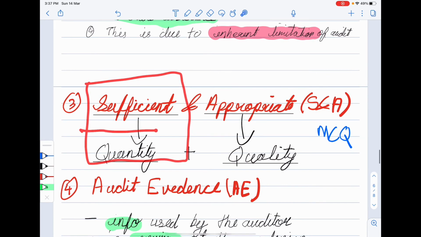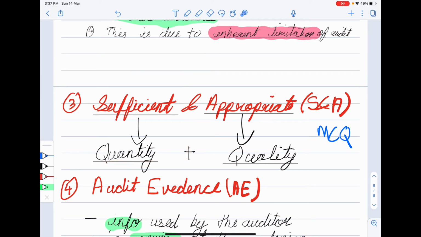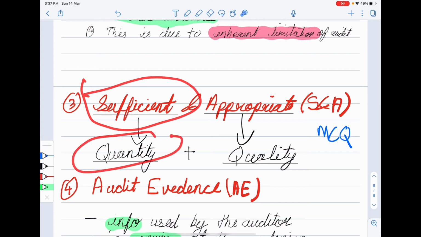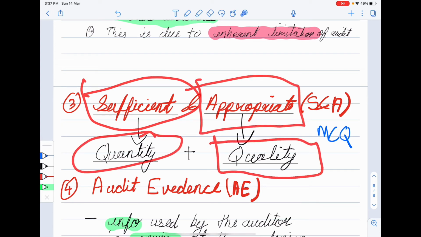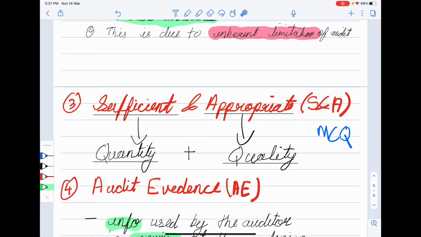How much quantity of evidence, how many invoices we have checked. So sufficient means quantity, and appropriate means quality of the evidence, how strong evidence we have. So we should have sufficient plus appropriate audit evidence: good quantity plus good quality.